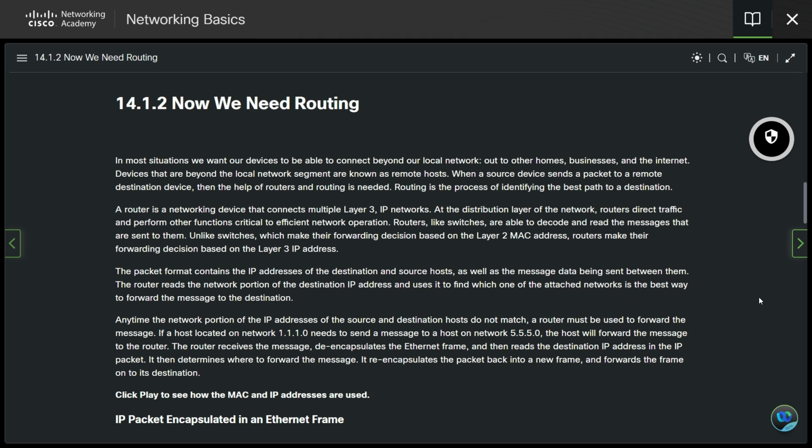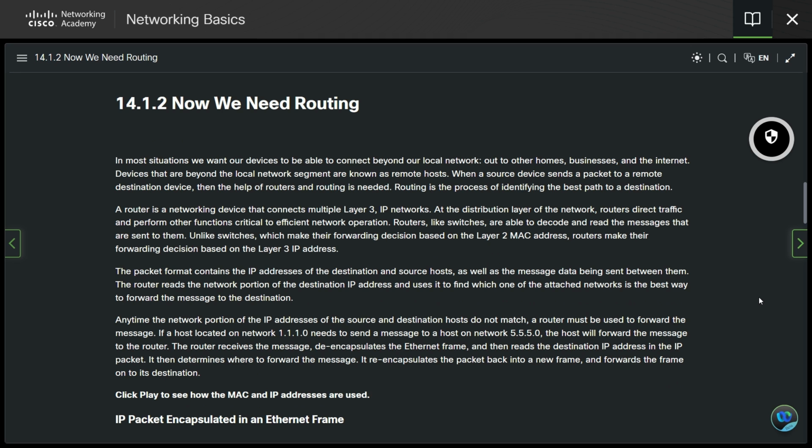A router is a networking device that connects multiple layer 3 IP networks at the distribution layer of the network. Routers direct traffic and perform other functions critical to efficient network operation. Routers, like switches, are able to decode and read the messages that are sent to them. Unlike switches, which make their forwarding decision based on the layer 2 MAC address, routers make their forwarding decision based on the layer 3 IP address.